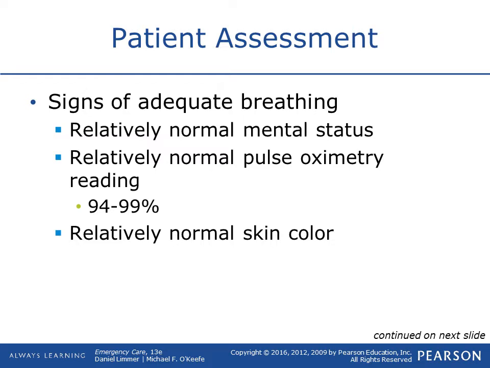Let's talk about the patient assessment and assessing that airway. Obviously, a sign of adequate breathing is a normal mental status. They've got enough oxygen to be producing ATP, making their eyes open, making them alert, making them normal. With that, they're going to generally have a normal pulse oximetry reading, 94 to 99%, and normal skin color, a good pink, warm, and dry.